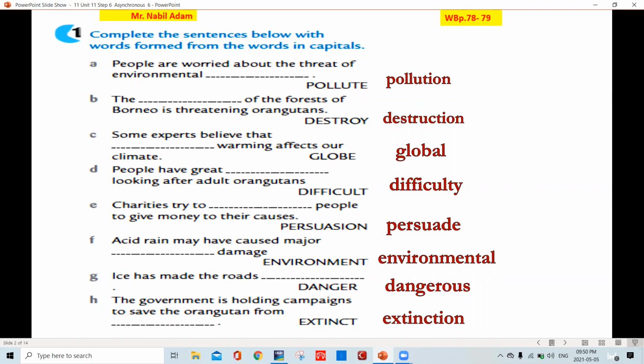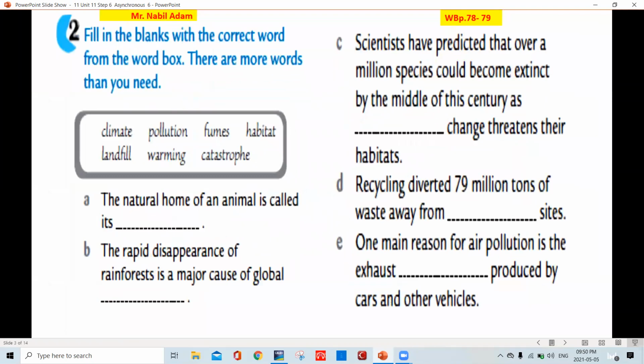Okay, this is the first exercise. Second exercise here, fill in the blanks with the correct word from the box. There are more words than you need. So it says fill in the blanks according to the meaning of the sentence, choosing the word that suits it from the words in the box. There are more words than you need.